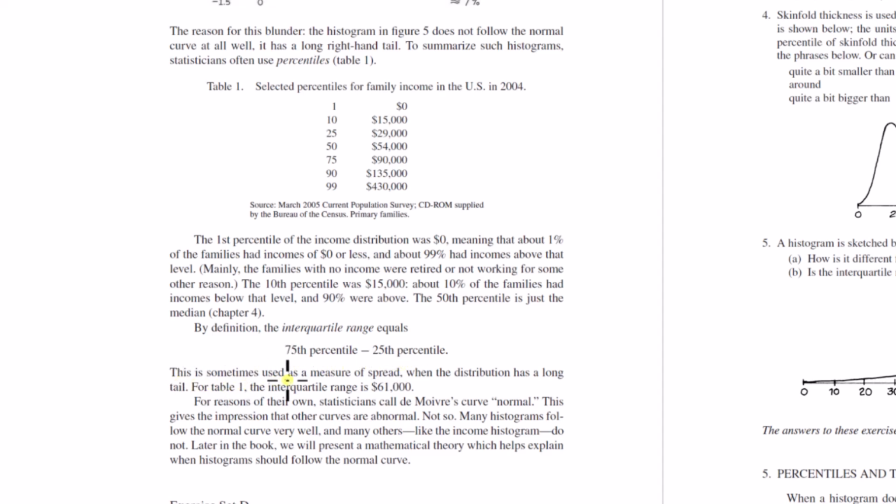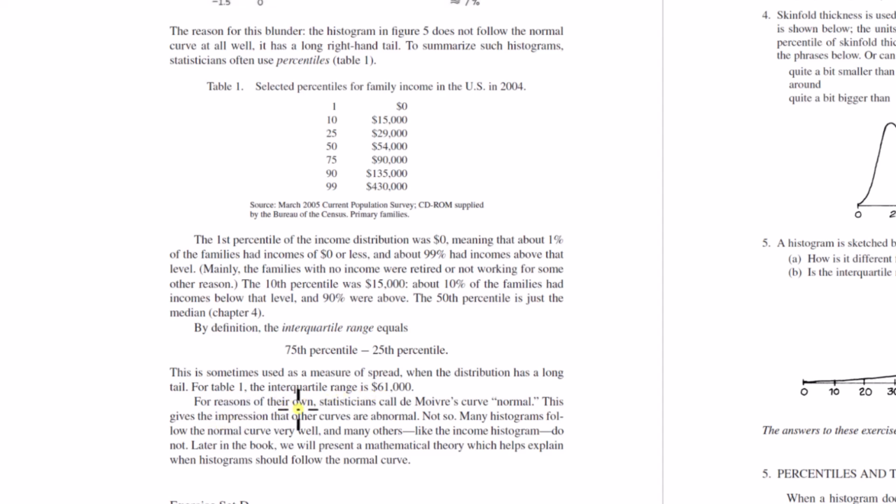This is sometimes used as a measure of spread when the distribution has a long tail. For example, the interquartile range for table 1 is the 75th percentile minus the 25th percentile: 90,000 minus 29,000 is $61,000.